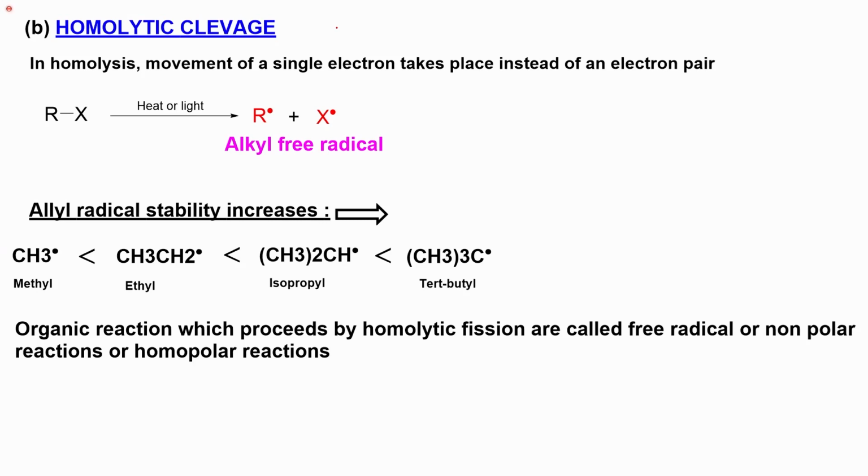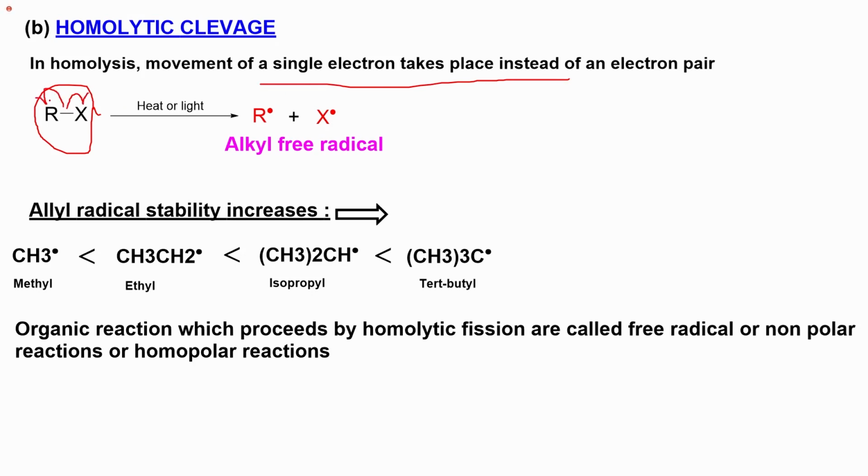How can we cleave the covalent bond? In homolysis, movement of a single electron takes place instead of an electron pair. Take an example, RX. In the previous slide, the more electronegative atom took more electron density towards itself, so the other, less electronegative atom got a positive charge. But in homolytic cleavage, movement of a single electron takes place.